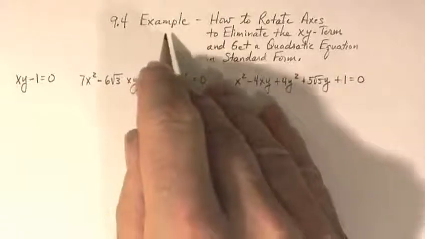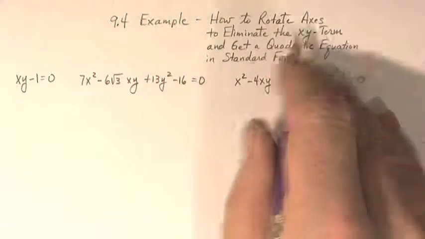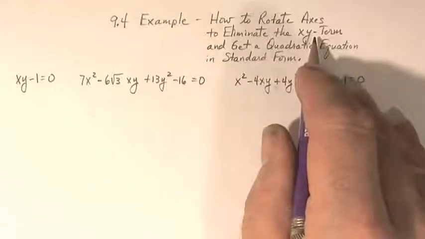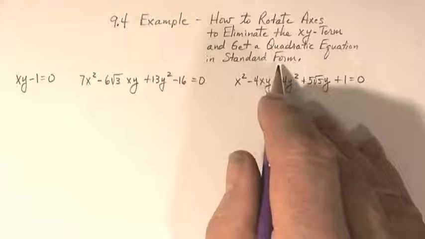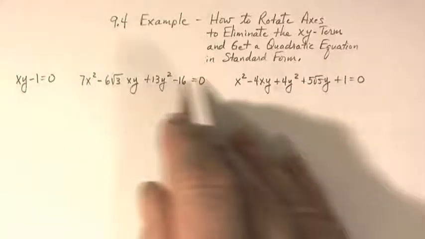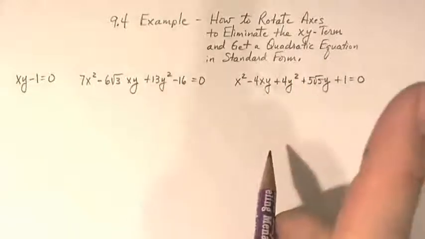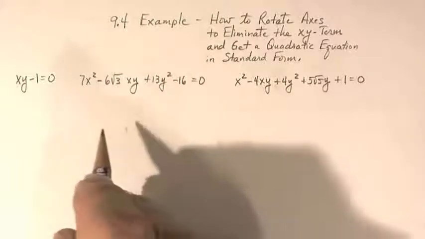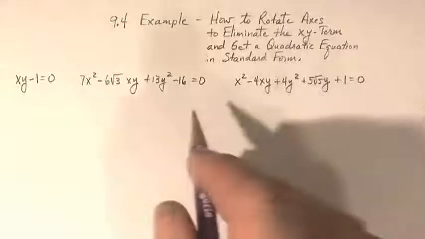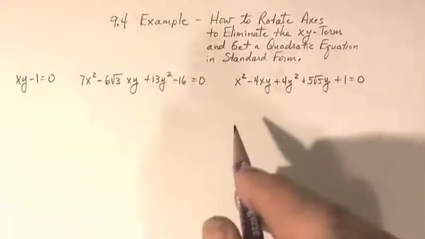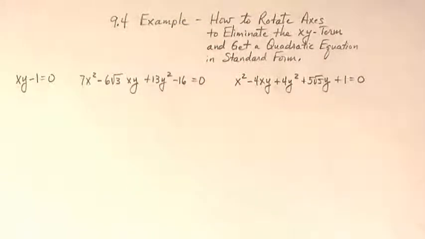This would be an example of how to rotate axes to eliminate the xy term and get a quadratic equation in standard form. These are typical equations, but the first question you might ask is, are these even the right kind of equations to be doing the transformations that we're talking about?